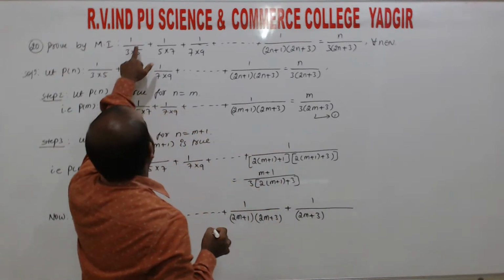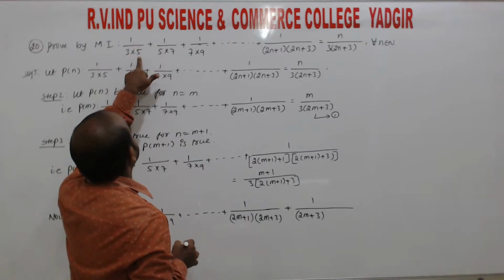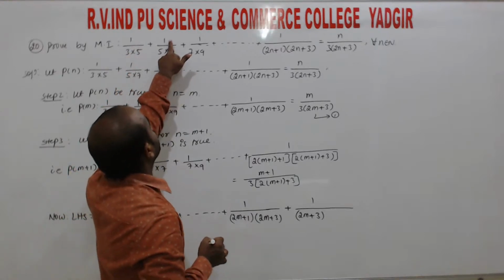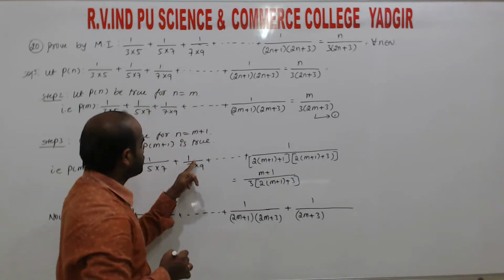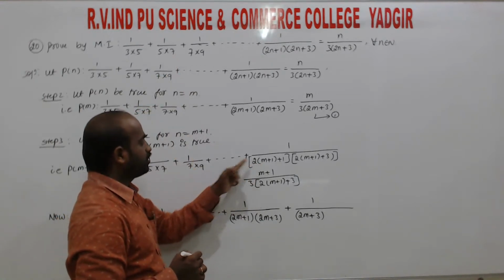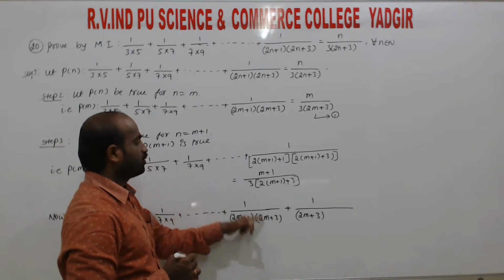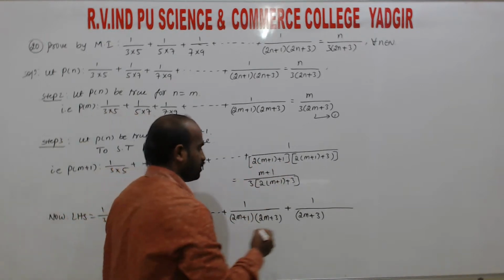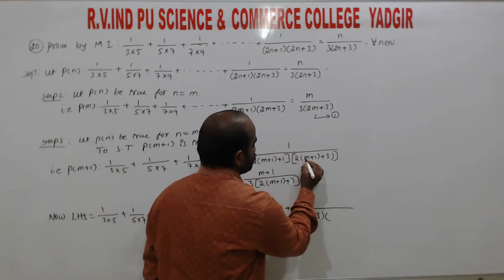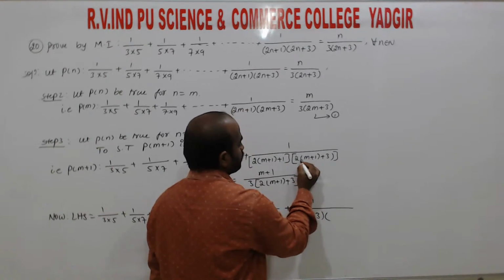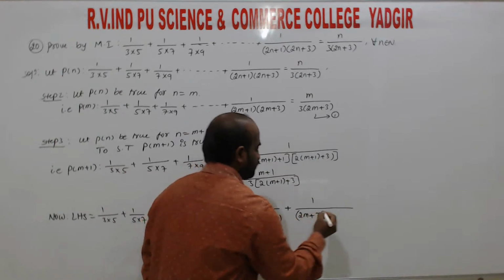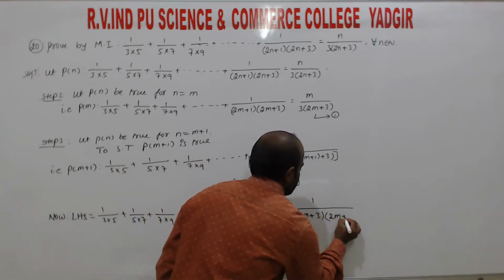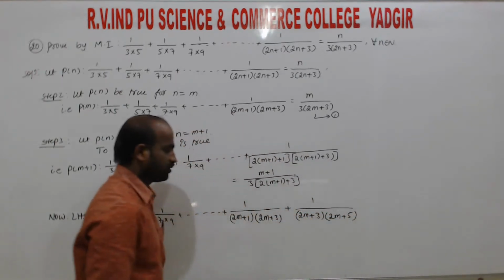Okay, you know this series: the first term is 1 by 3 into 5, then 1 by 5 into 7, and so on, 1 by 7 into 9. The previous term is 1 by (2m plus 1)(2m plus 3). Next, 2m plus 1, 2 into m is 2m, 2 plus 1... 2 into 1 is 2, 2 plus 3 is 5, so 2m plus 5.